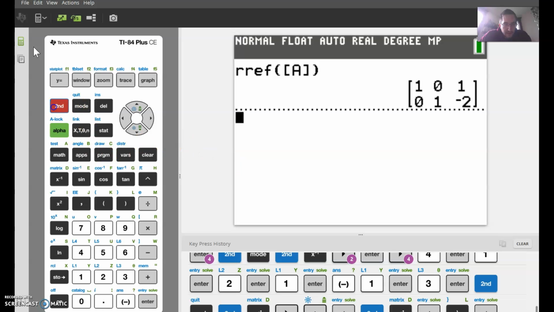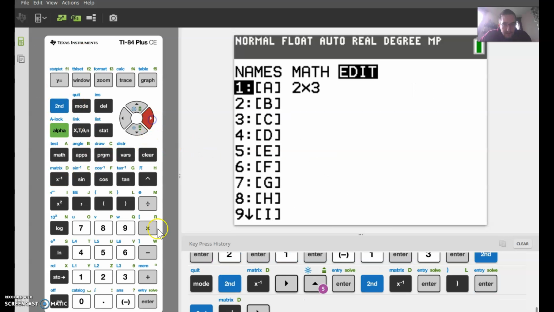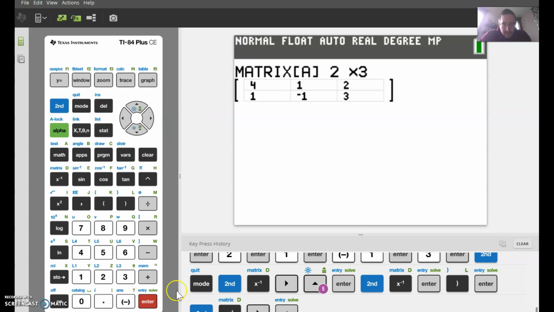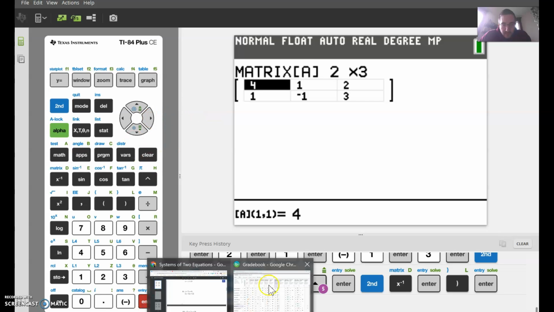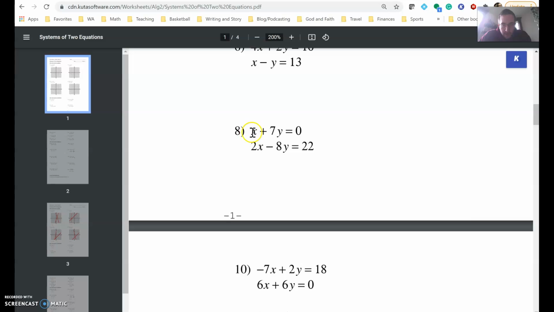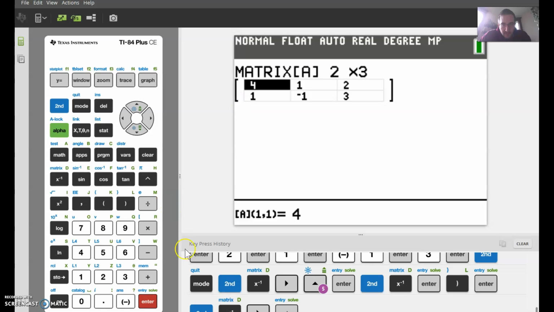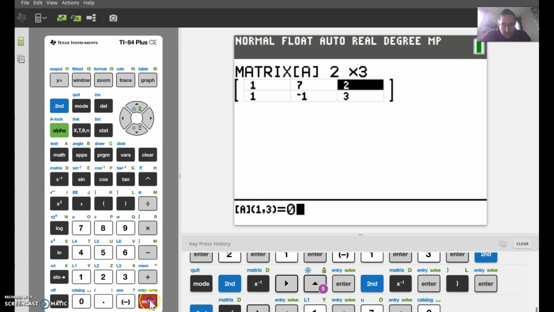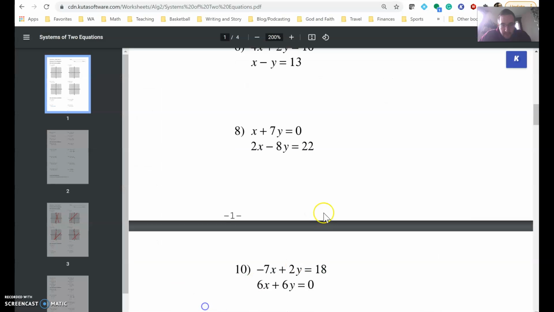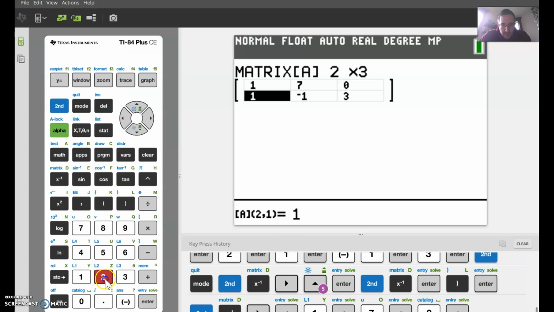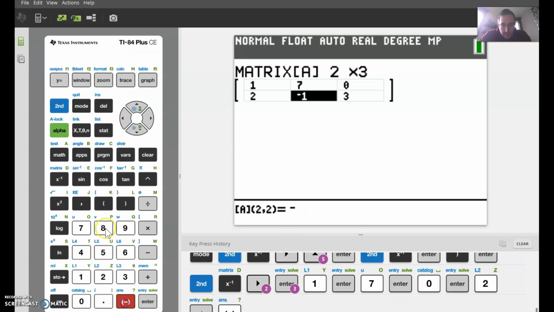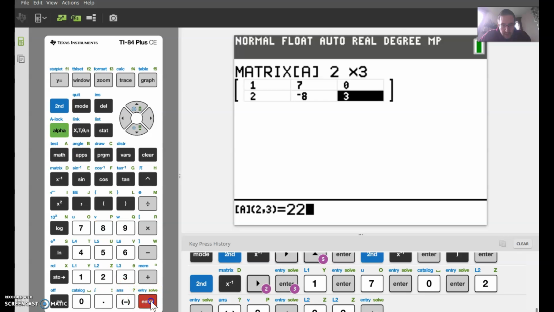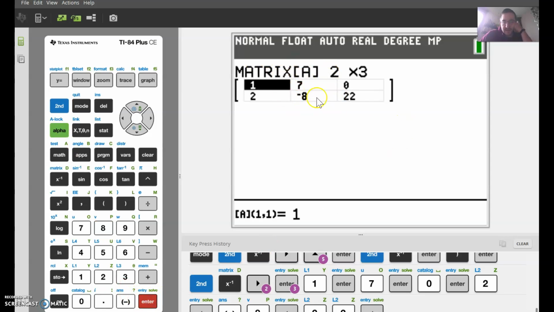So let me go back in, second matrix, go over to edit. I'm just going to use matrix A every time because I don't want to keep changing it. So what was it? 1 in front of the x, 7 in front of the y, and then a 0. So 1, enter, 7, enter, 0, enter. Then what was the next one? A 2, a -8, and a 22. Okay, matrix A is complete.